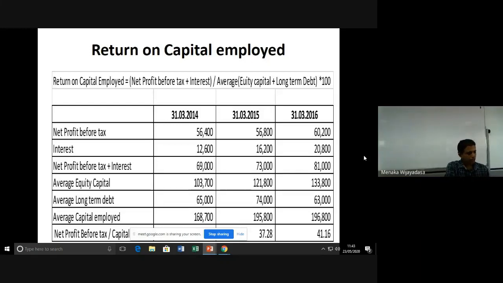Right. We will summarize all these findings into one sheet and interpret at a later stage of the presentation.